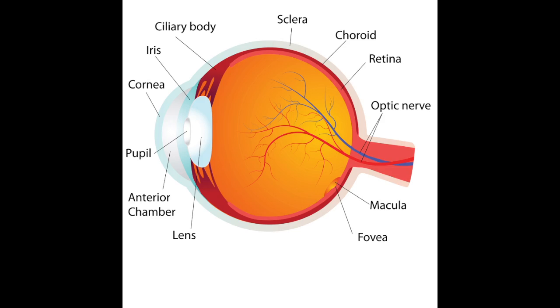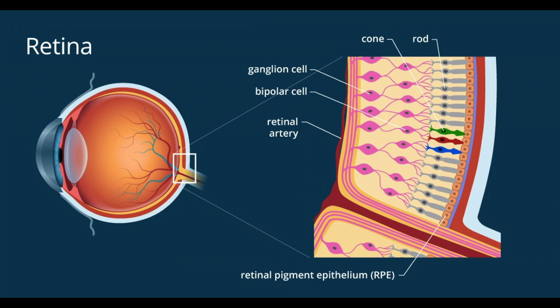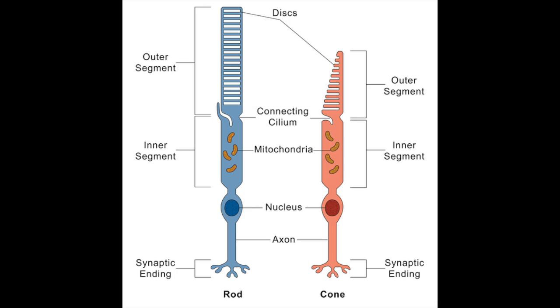Light waves enter the eye through the transparent cornea and pass through the pupil at the center of the iris. Our lens focuses the light on the retina, where it appears flipped and backward. The retina has two types of photoreceptor cells, rods and cones.